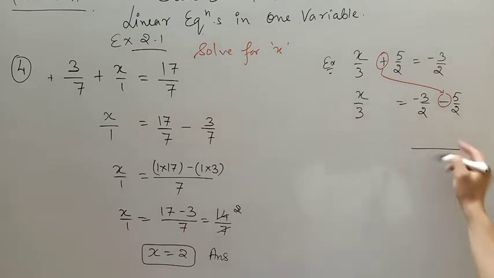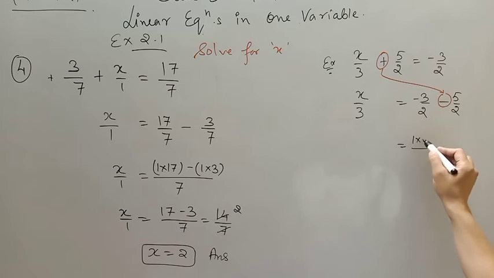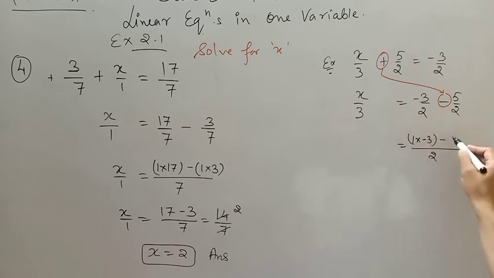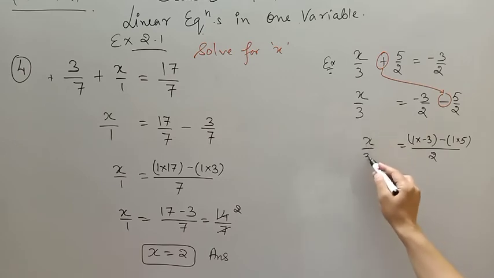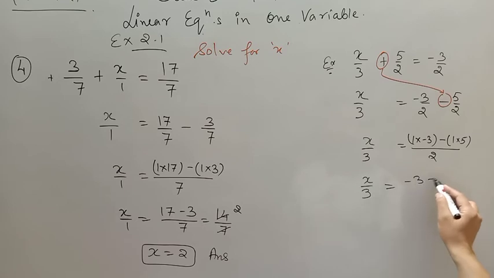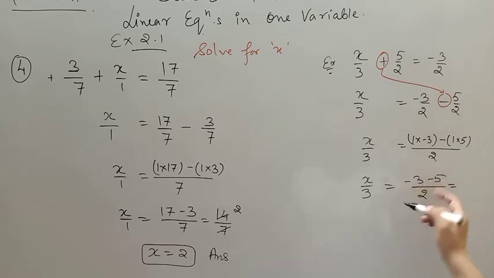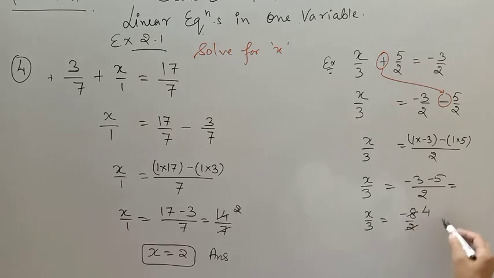Now what will be the LCM of beta 2 and 2? It is equals to 2. So 2 ones are 2 into numerator, minus 2 ones are 2 into numerator, x upon 3. So x upon 3 is equals to minus 3 minus 5 divided by 2. So minus 3 minus 5 is equals to minus 8 upon 2. 2 fours are 8. So x upon 3 is equals to minus 4 upon 1.